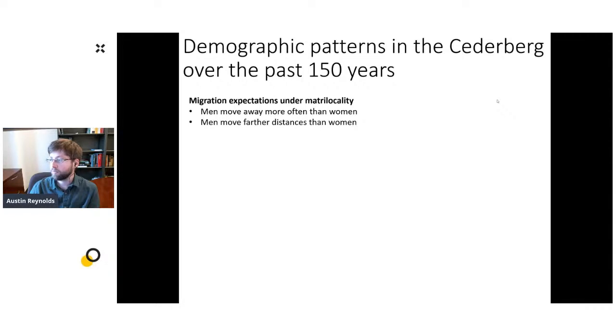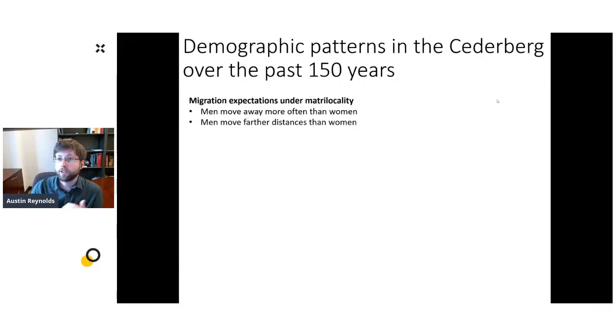Although, even though a population might have an expressed preference for one of these, we know that not everybody always fits into these patterns. But in the Cedarburg, what little ethnographic and historic data we have suggests that the Khoisan populations there may have been practicing a matrilocal post-marital residence pattern. And this gives us some predictions of how people should be moving. Under matrilocality, men should be moving more often than women because they're moving to live with their wife's family when they get married. And men should also be moving further distances than women as well.